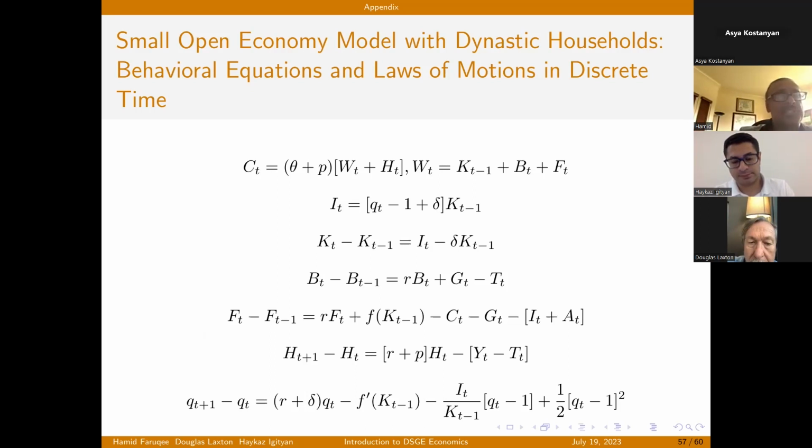We have this kind of Tobin's Q investment capital stock equations, an NFA equation in the small open economy case. In the dynastic case, the human wealth equation looks very standard. And then you have a kind of Tobin's Q equation for the installation cost of capital investment approach. Next slide, please.